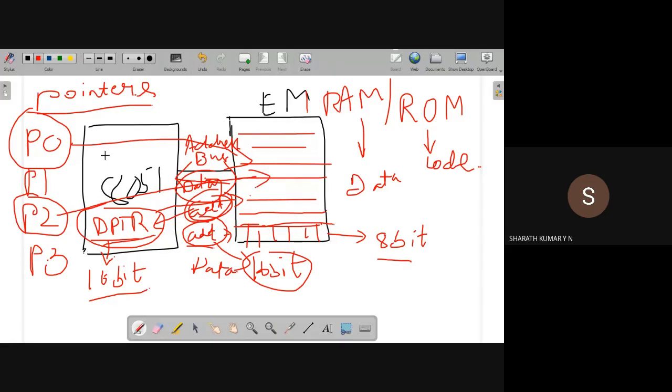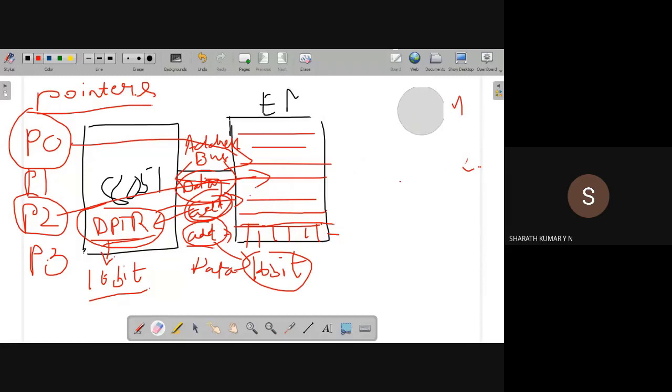Now, how does it carry the address and data? Let us understand in a little more detail, because we know that the address size is 16 bit.